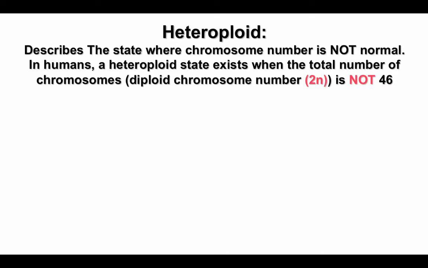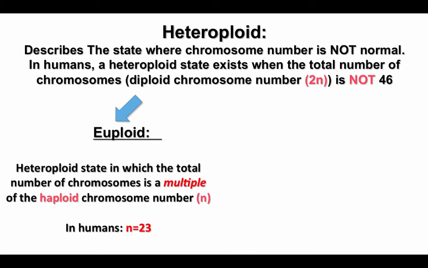Because in a normal human diploid cell, that is, in a cell that has two sets of chromosomes for each type of chromosome, for a total normally of 46 chromosomes. If it is a fact that there are not 46 chromosomes, then you're dealing with a heteroploid state. So heteroploid comes in two different categories, euploid and aneuploid. We're going to talk about euploid first.